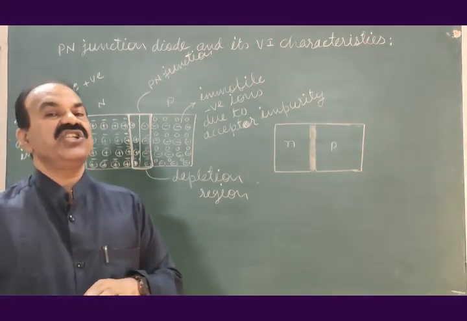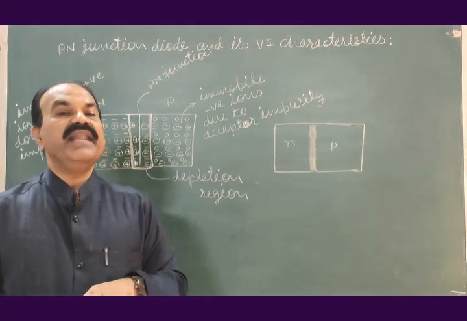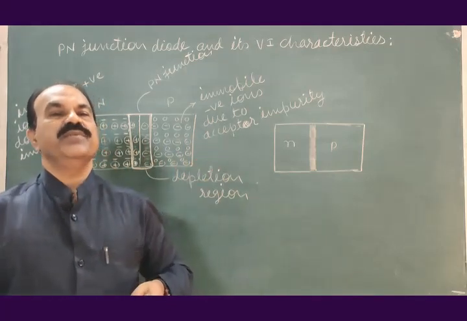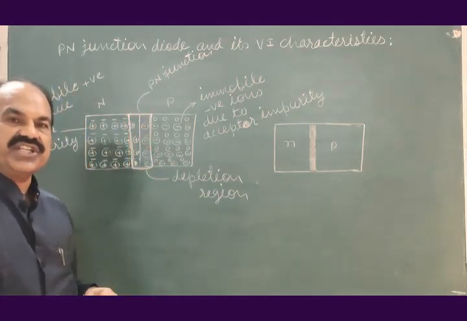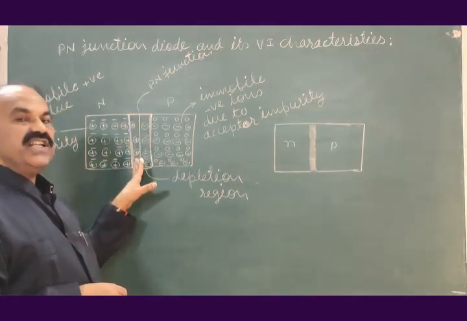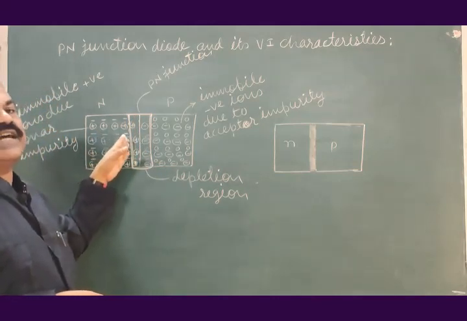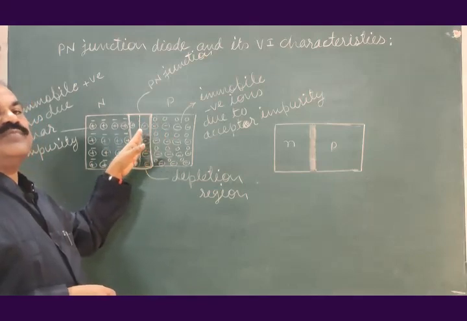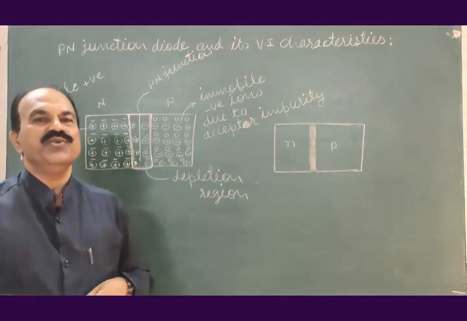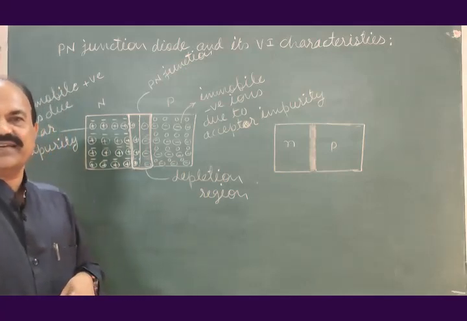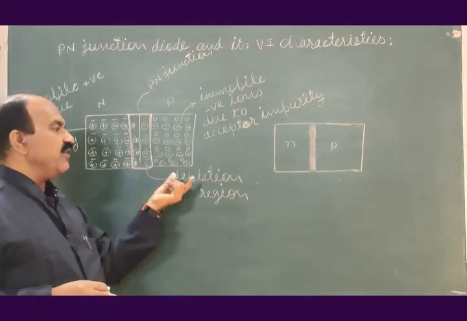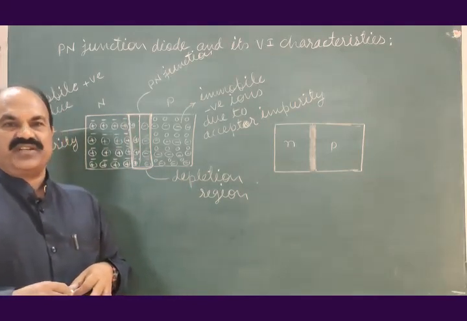Why depletion region? It is depleted of free charge carriers. No free charge carrier is present in this region. Second thing, this region does not allow electrons from n type or holes from p type to cross this junction and enter into the other semiconductor. It is not allowed by this region, and therefore we call this region the depletion region.